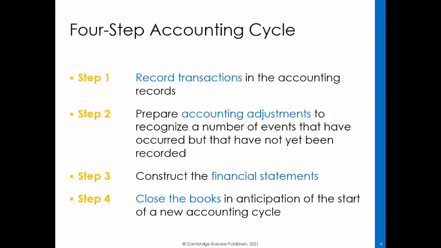Second, accounting adjustments are made to recognize a number of events that have occurred but have not yet been recorded. These might include the recognition of wage expense and the related wages payable for those employees who have earned wages but have not yet been paid, or of depreciation expense for building and equipment. Third is to prepare or construct the financial statements. Fourth is to close the books in anticipation of the start of a new accounting cycle.